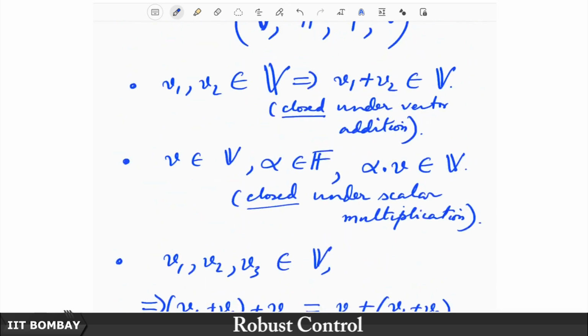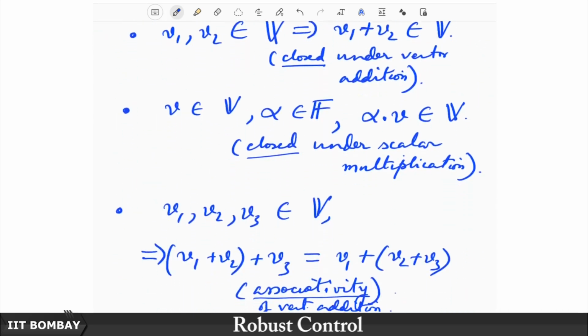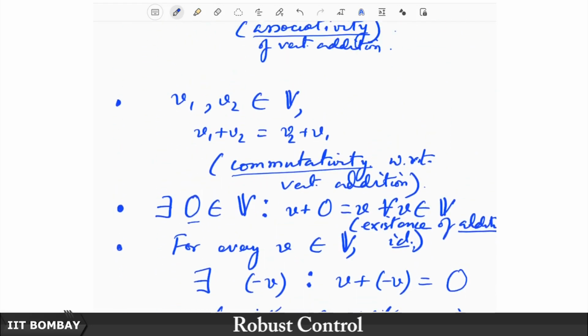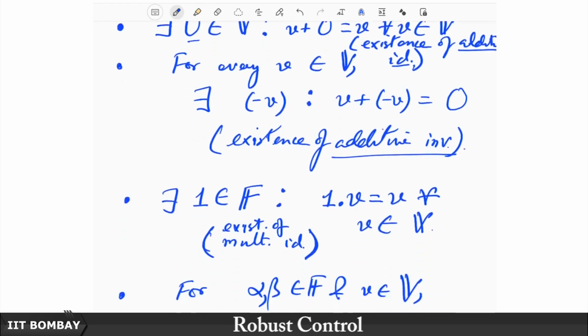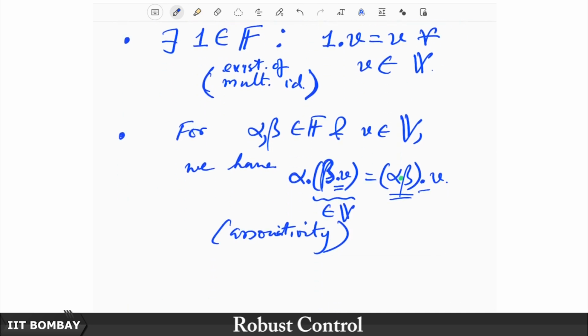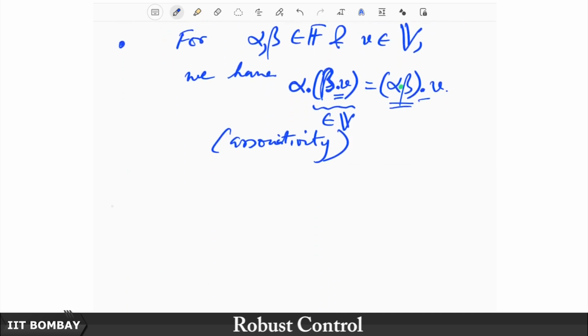So, what have we defined here? We have seen closure with respect to these two operations. We have seen associativity, commutativity, existence of additive identity and existence of additive inverse with respect to addition. And now with respect to multiplication we have seen the existence of multiplicative identity and associativity. Finally, there are two properties that will actually involve an amalgamation of both these operations, that is, vector addition and the scalar multiplication. So, what are those?